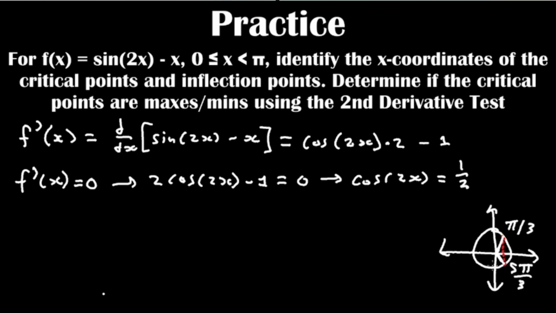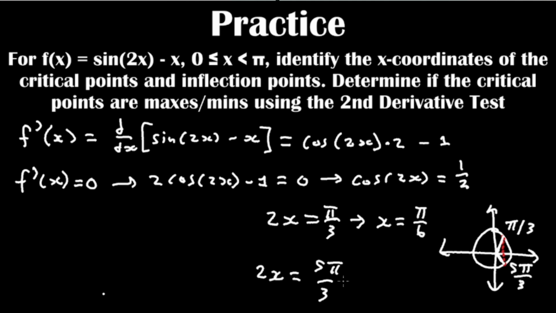But you might notice 5 pi over 3 is greater than pi. The reason why that doesn't really matter for us right now is that we'll have two separate equations. We'll have 2x equals pi over 3, and 2x is 5 pi over 3. When we divide both sides by 2, we'll get x is pi over 6, and x is 5 pi over 6. Because we have that 2, and then we had to divide by 2, both of these angles are going to stay within pi. So these are our critical points.